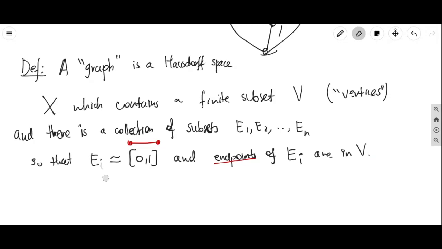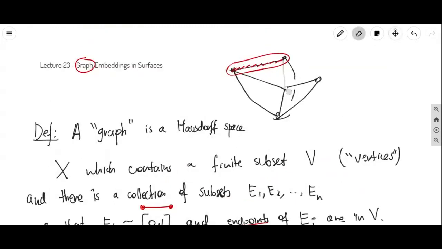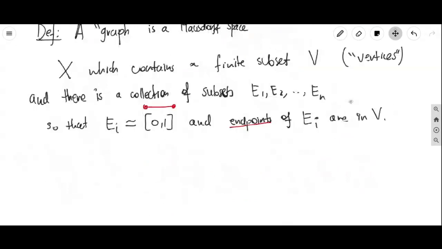I prefer to do it like this by removing points, because then you do not even have to use a homeomorphism. So the endpoints of EI are contained in V. As you can see in this picture, these are the edges. Their endpoints are elements of the vertex set.